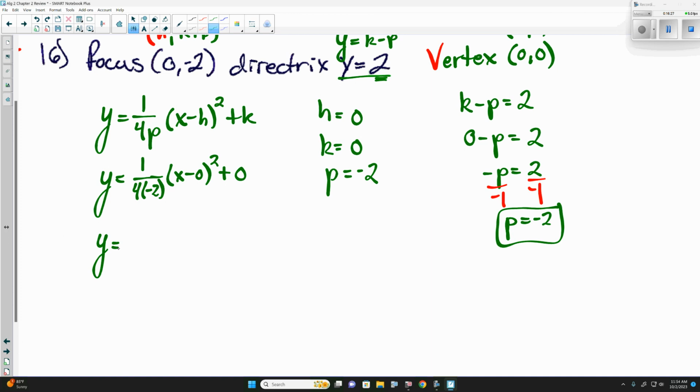Now at this point, we do need to simplify. We can plug in our 1 over 4 times negative 2 in the calculator, and it'll tell us that it simplifies to negative 1/8. X minus 0 is the same as just x squared. And then we have our plus 0, which we don't need to write in because it's understood. Questions on any of this?